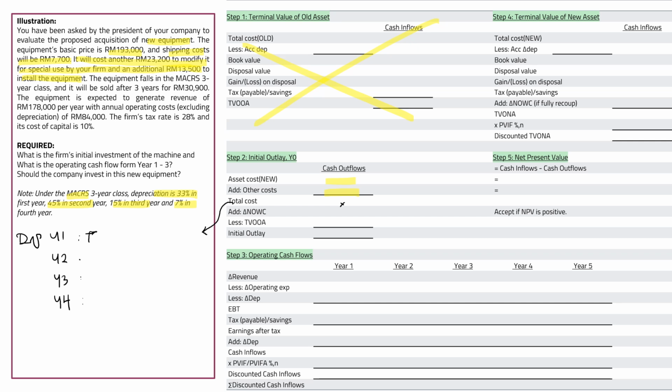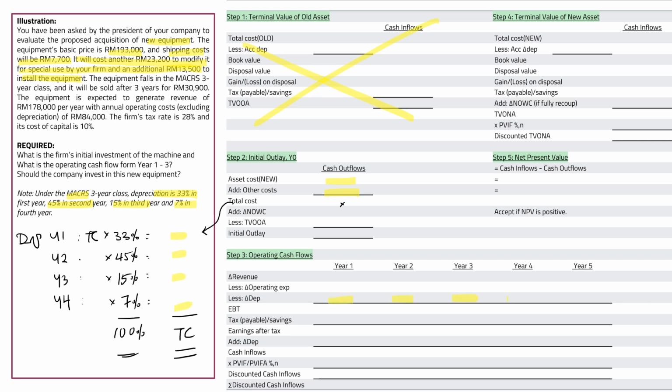The total cost times 33%, times 45%, times 15%, and finally 7%. So what is the yearly depreciation for this machinery? To be prudent, I suggest that you add this up at the end. Make sure it is 100% and it totals up to the total cost at the end. So after you've calculated the depreciation, just plug it in right here.